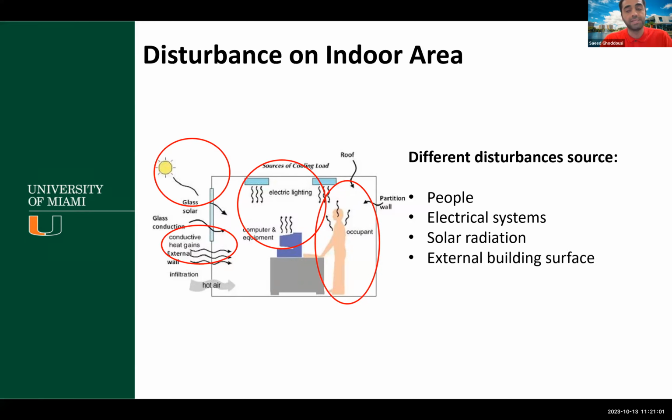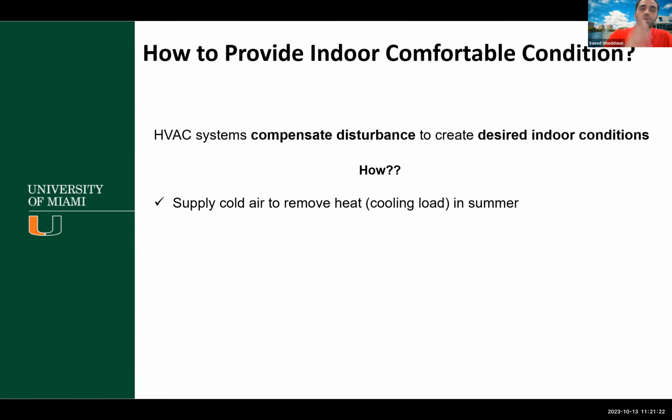And also the external building surfaces, because of the temperature difference between the outside and inside of the indoor area, provide a disturbance, and disturbances try to increase the temperature of the indoor area. What we would like to do to provide indoor comfort in an HVAC system is overcome these disturbances, somehow control the temperature, and compensate for them to create the desired indoor condition. But how can we make it?